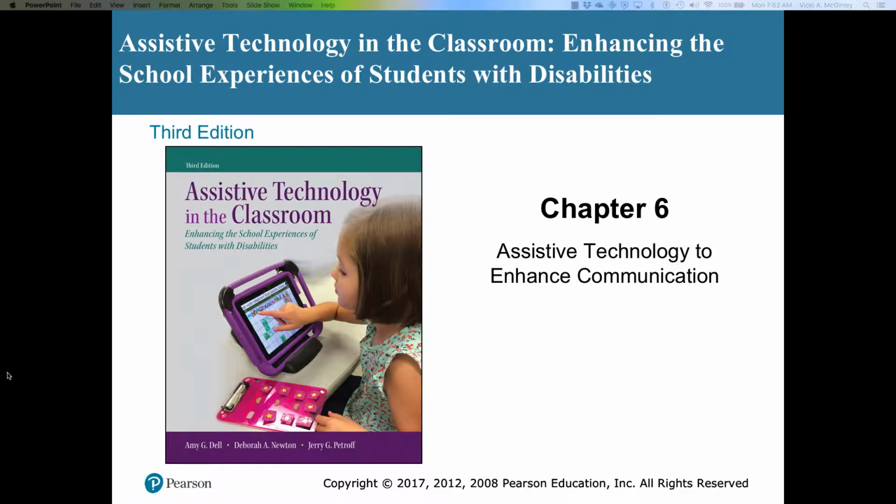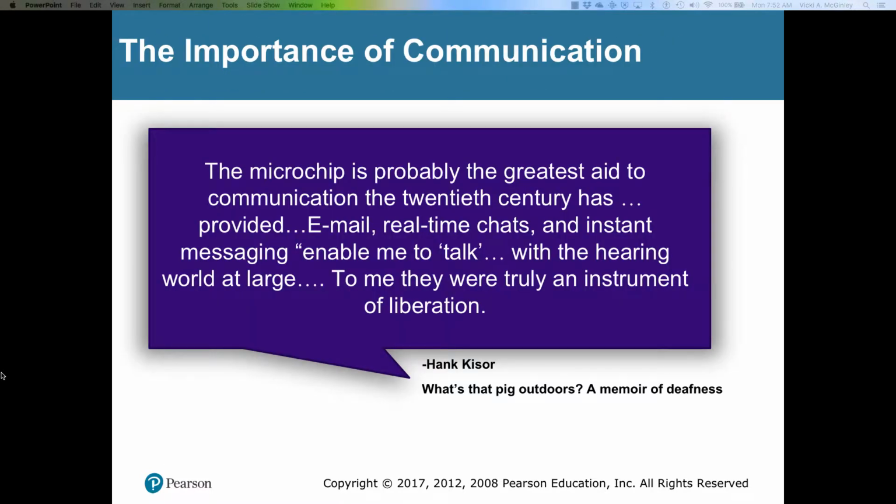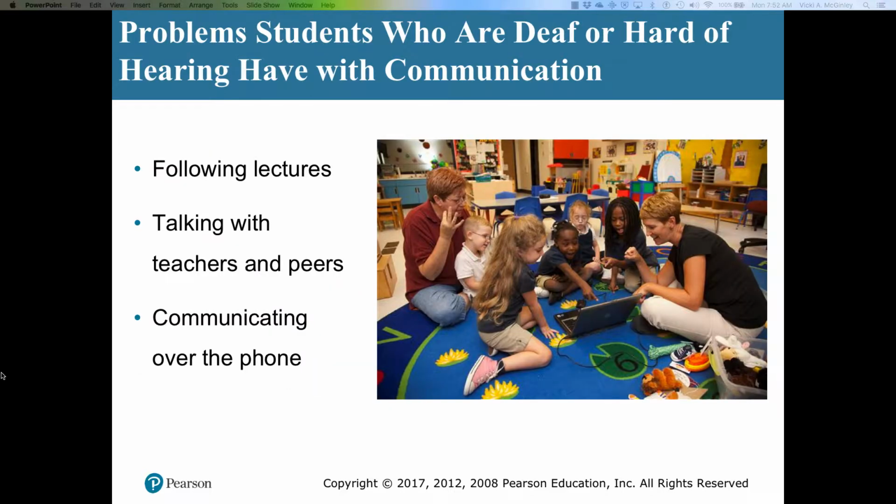Okay, so today we're going to talk about assistive technology to enhance communication. And really, as early as the 1970s, we start to see the first devices that incorporate technology to support people to be able to have a voice. If you think of Stephen Hawking, he certainly would not have been able to speak without the microchip and one of the first talking devices.